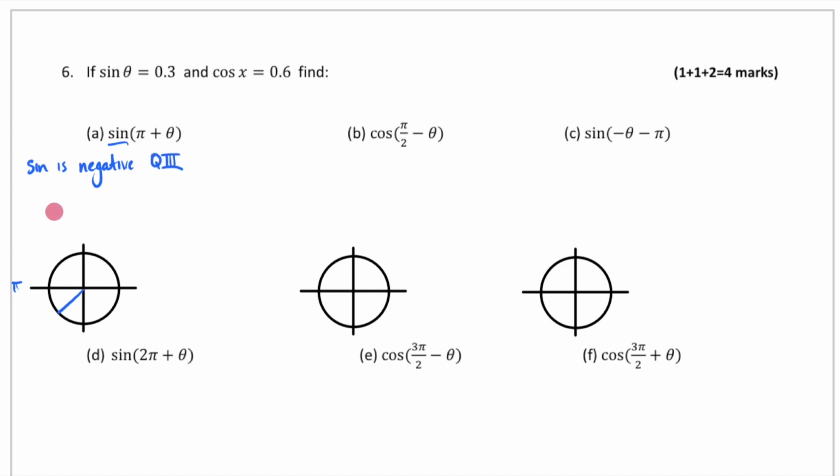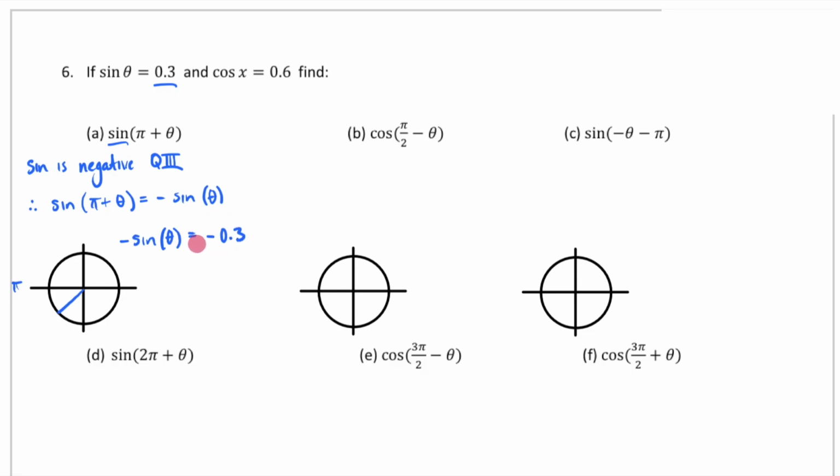So therefore, I could say sine of pi plus theta is going to be equal to negative sine of theta. And negative sine of theta, well, if we know that sine of theta equals 0.3, negative sine of theta is going to be negative 0.3. So that's our answer to the first one.